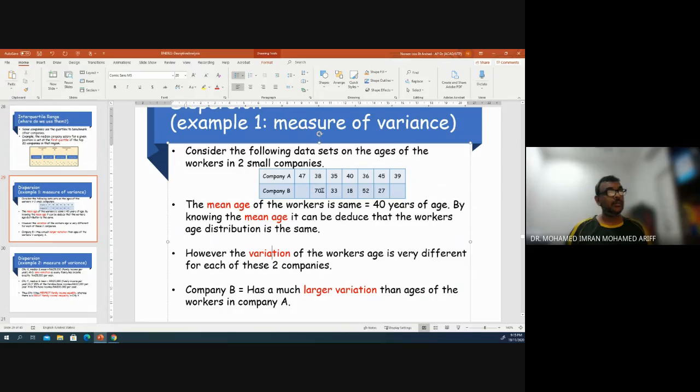Kalau you tengok company B ni, ada yang sangat tua. So company B has much larger variation than the ages of company A. So you want to show there is a variation of the age.